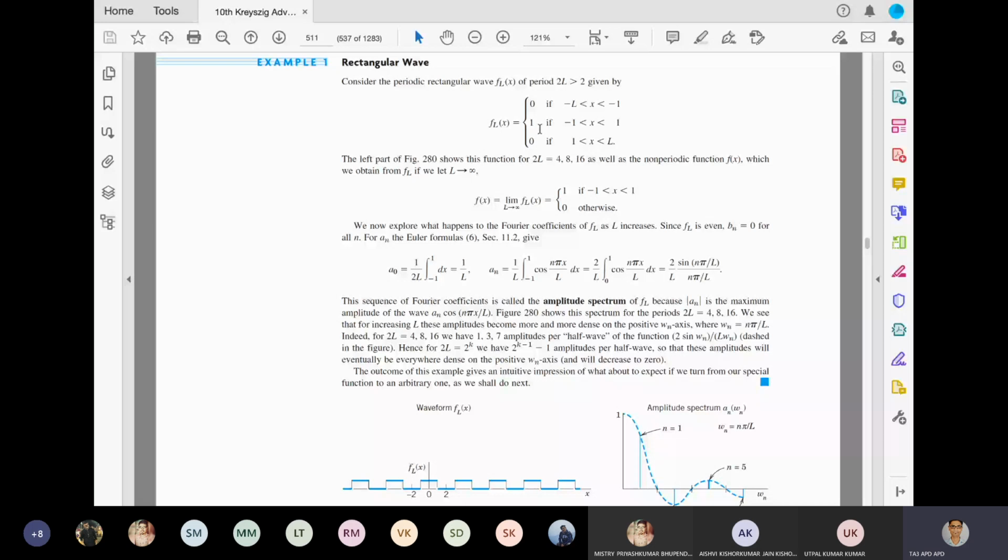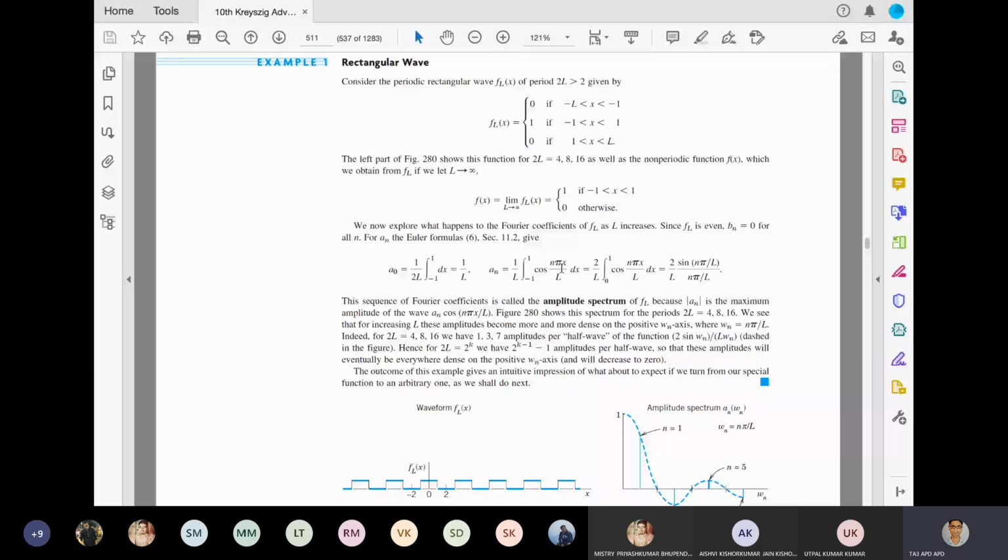So for an even function, your bn coefficient is going to be equal to 0, and we will have a naught and an. If we calculate a naught, it is 1 over 2L, integral from minus L to plus L, so limits are minus 1 to 1, f(x) dx, where f(x) equals 1. If you work this out, it is going to be equal to 1 over L. And if we calculate an, it is going to be equal to 1 over L, integral from minus 1 to 1, f(x) cos(n pi x by L) dx.